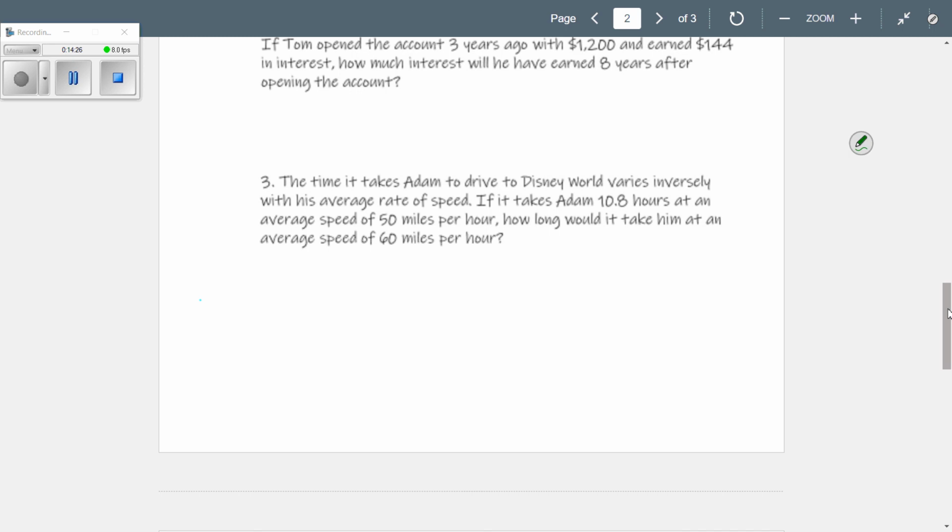First off, I want us to use common sense. If he's going faster the second time around, we know it's going to be less time. So if you ever do it on a test or on a question like this, and you get a higher number than 10.8, you know you did something wrong. But let's start, okay? So again, the time it takes varies inversely with the constant over his speed. That's it.